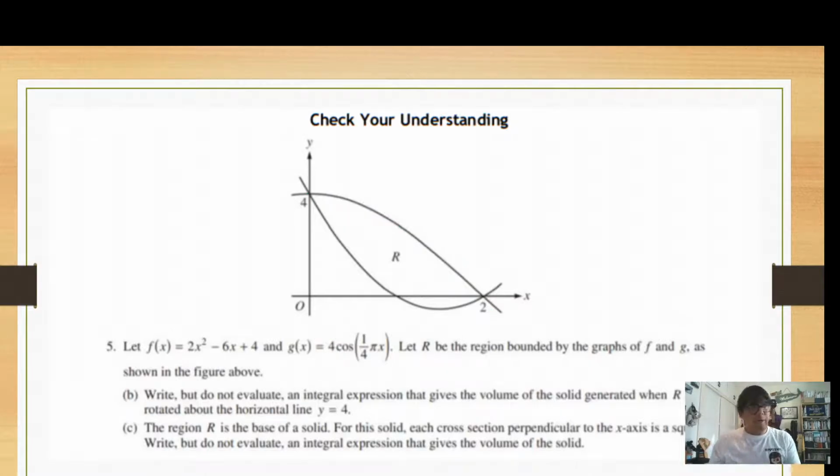So the first part, you're going to write but not evaluate an integral expression that gives the volume of the solid generated when R is rotated about the line y equals 4. And secondly, you're going to say that the region R is the base of a solid. Each cross-section perpendicular to the x-axis is a square. So we're going to write but not evaluate an integral expression that gives us the volume of the solid. Let's get started with part B.